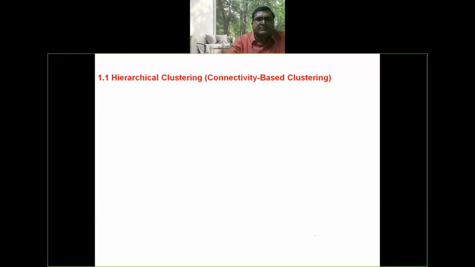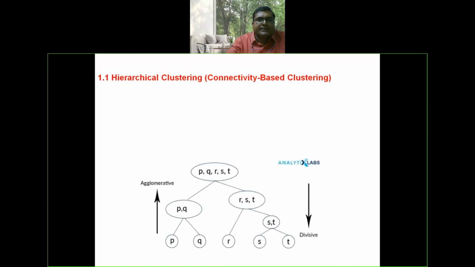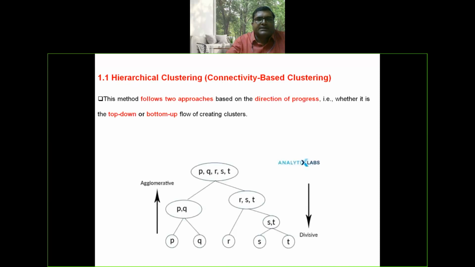The first clustering algorithm, hierarchical clustering. It is based on connectivity. This method follows two approaches based on the direction of progress, that is, whether it is the top-down or bottom-up flow of creating clusters. These are the agglomerative approach, bottom-up, and the divisive approach, top-down, respectively.